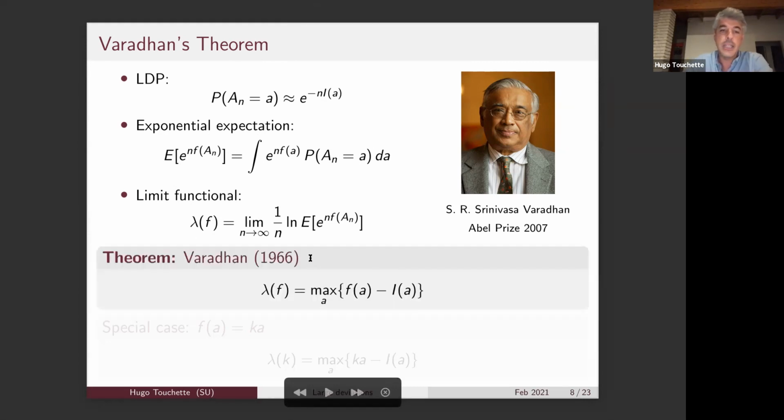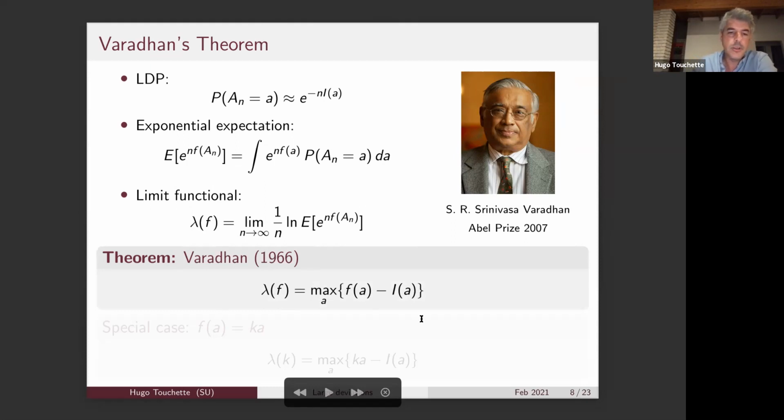So what he proves is that, again, if you have an LDP for the distribution and you define a generating function, then the generating function will behave exponentially. This is a kind of Laplace integral principle or saddle point integral principle. And so if you take the log limit, like we did for the rate function, you should extract a constant, which is that lambda f. And moreover, he proves that the lambda f will be given by this maximization.